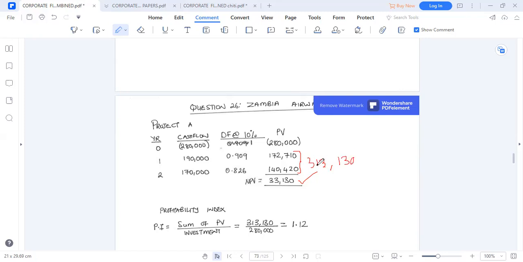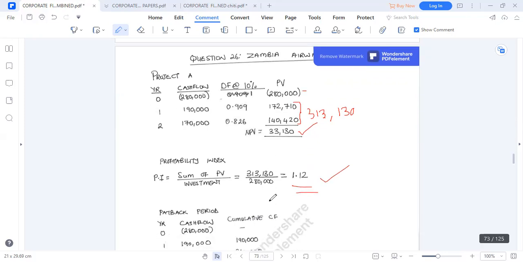So we're going to divide this by the initial cash. Profitability index is the sum of the present values over the investment. So 313 over 280, here we get 1.12. And the criteria for profitability index is that it should be higher than what? 1. The criteria for NPV is that it should be positive. So far, the picture here looks good.